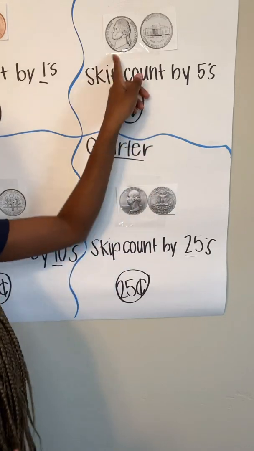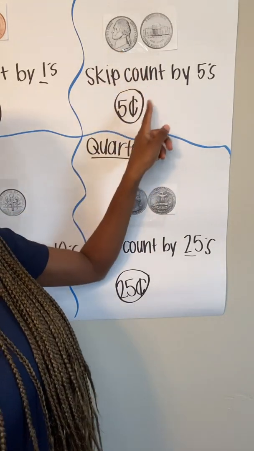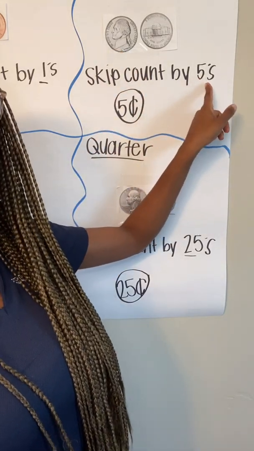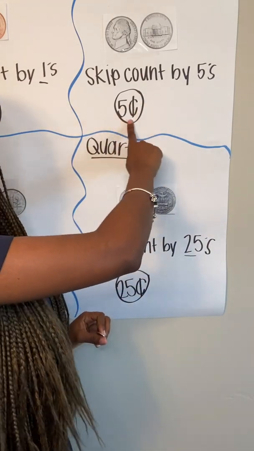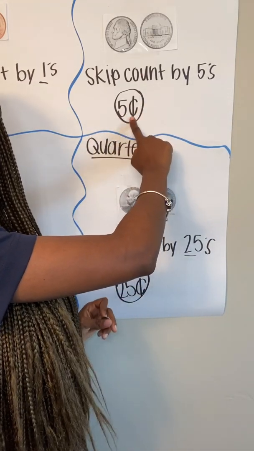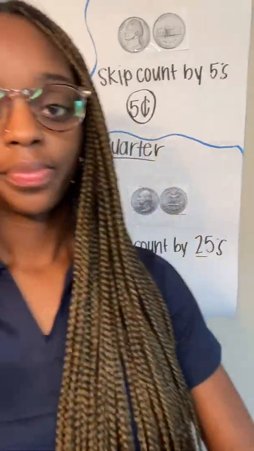So whenever you count nickels, you will skip count them by fives. You will count by fives. And they're worth 5 cents. Once again, there's that symbol. It stands for cents. So these are worth 5 cents.